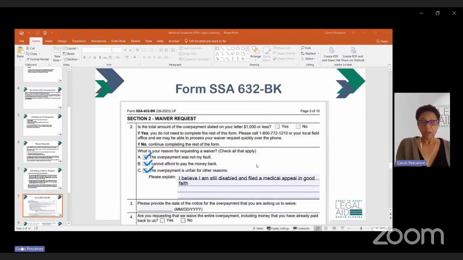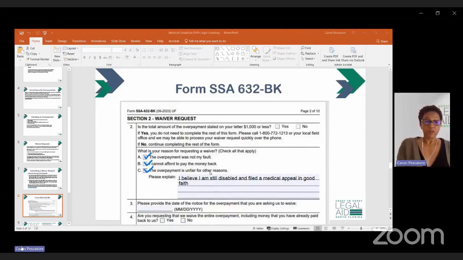Most important, though, is on page 2, section 2, where it asks, what is the reason for requesting a waiver? You have 3 options. It says check all that apply. A says the waiver was not my fault. B says I cannot afford to pay the money back. And C says the overpayment is unfair for other reasons. Now, in the case of a medical appeal, you check off all 3. And then for unfair for other reasons, you can say I filed a medical appeal in good faith, or I believe I am still disabled and filed a medical appeal in good faith.